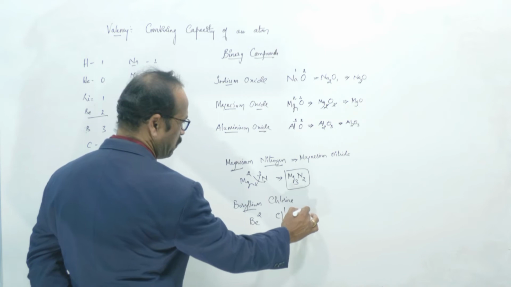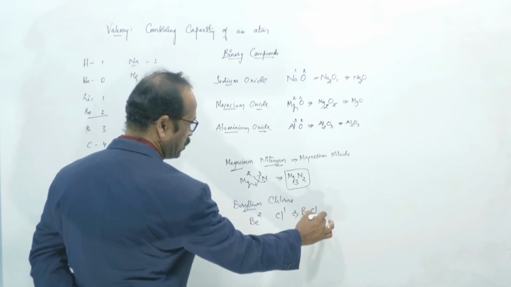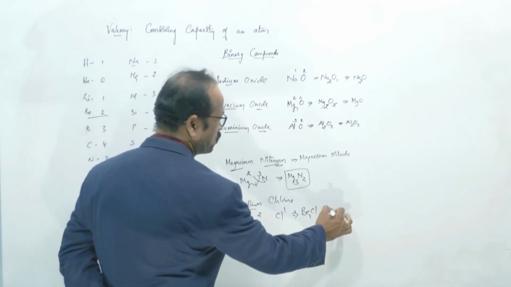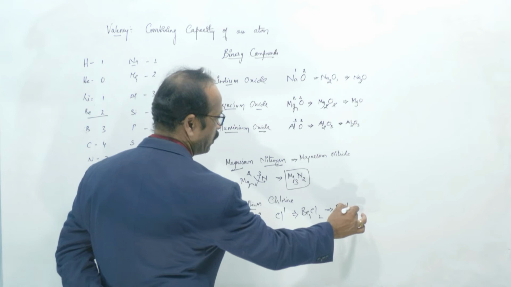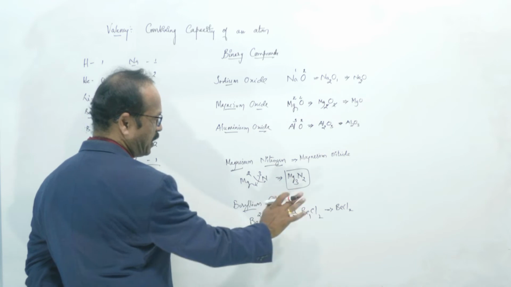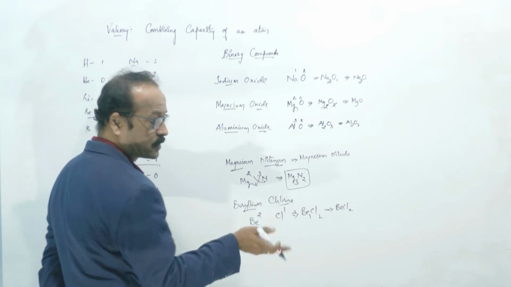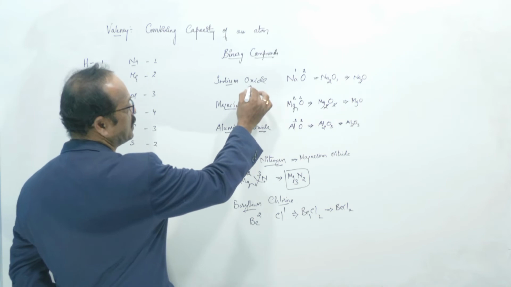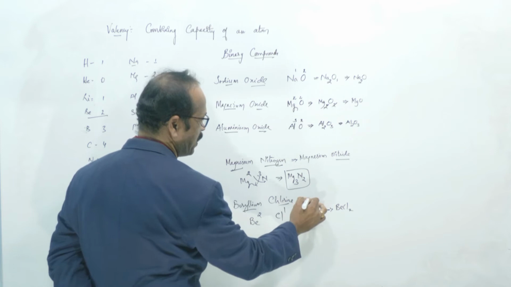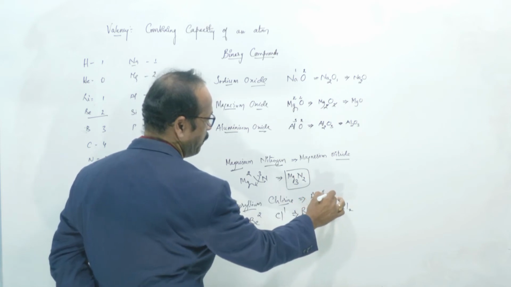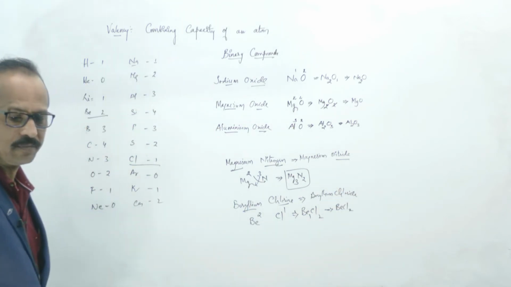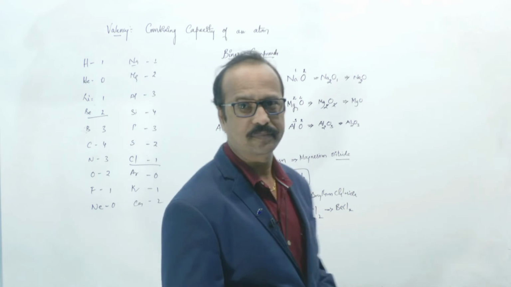So this becomes Be1, Cl2. As I told, if it is 1, you need not write it. So this becomes what? BeCl2, beryllium chloride. Okay, now what name will be given? Here, beryllium, don't touch anything, write beryllium as it is. But chlorine should be written as chloride. See here, oxygen is written as oxide, nitrogen is written as nitride. Now this can be written as beryllium chloride. Did you understand now how to write?